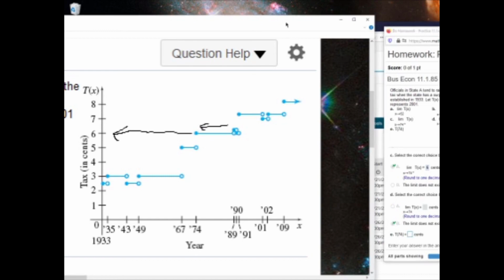And then finally, they're going to ask us a function question here. What is t of 74? So if we plug in 74, we're going to come up to right here. Now an open circle means there's no function value there. So there's no function value at this open circle here. And so we'll go past that, and then we get to this closed circle. The closed circle is where the function value is at, and that's at 6.